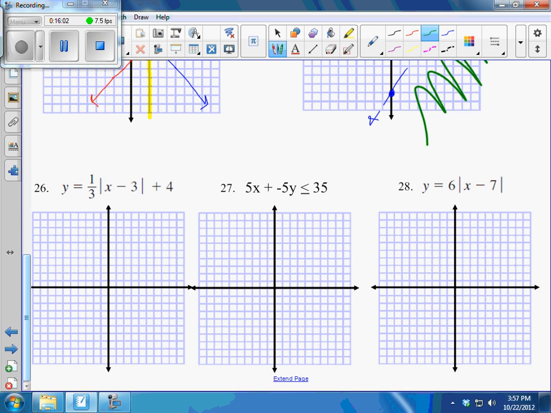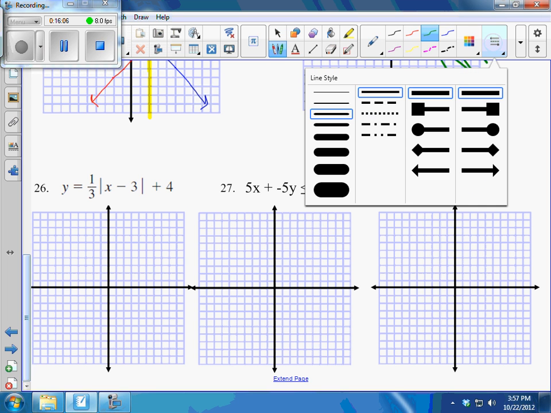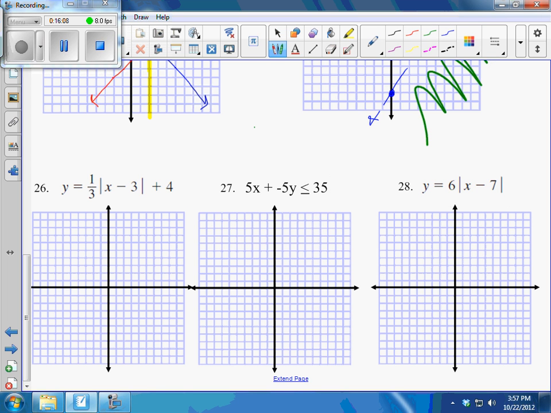Number 26, absolute value. So with absolute value, remember that in absolute value, you got a V shape. So the first thing I'm going to go for is my vertex, which is 3, 4. And we did talk about why we take the opposite of 3. Because if I put 3 in for this x, it is going to force the absolute value bars to become 0. And that's what we're trying to do. Because getting that to become 0 forces us to find the vertex first.